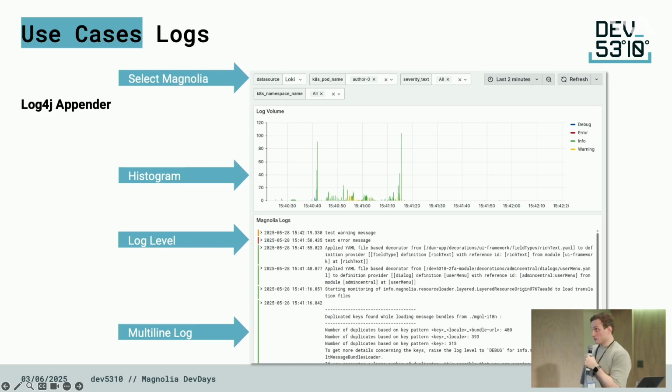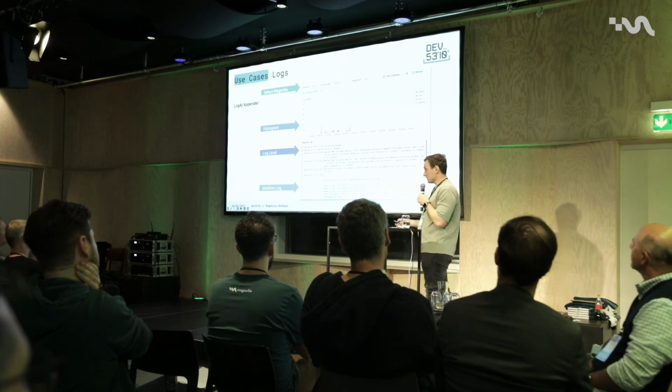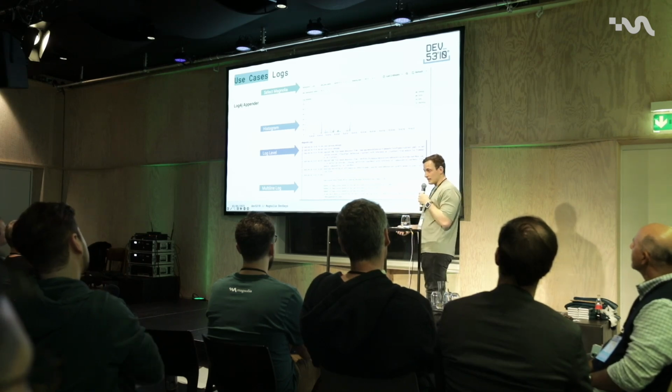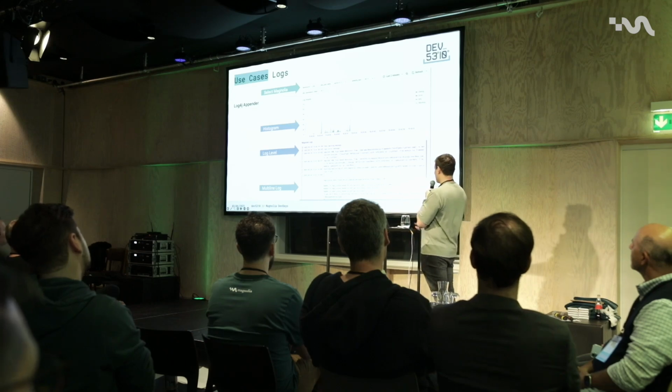This is a simple log dashboard I created in Grafana. You can select your Magnolia instance up here. The log level is automatically extracted and shown in the status bar here, where red is an error message, yellow a warning, and green is an info message. You also get a histogram of how many logs are emitted over time, divided by log level.